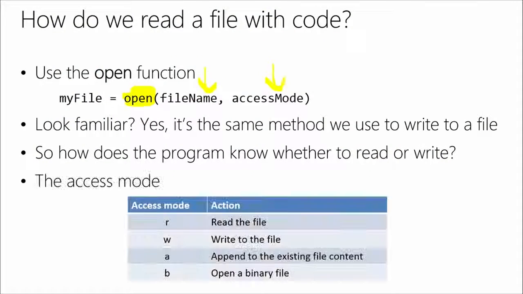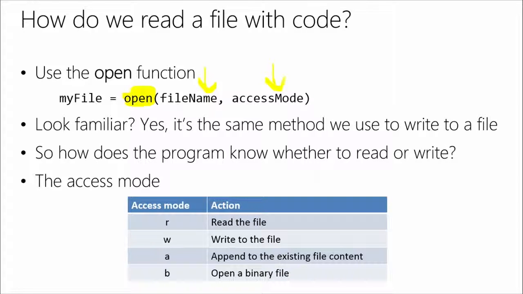If we are writing to the file, then it's write. And there's also R+, which means read and write, or you can say W+ to say read and write as well. So how does my program know if I'm reading or writing to a file? The access mode. R for reading a file, W to write to a file, A if I want to append to the existing file content, and B is for binary files.